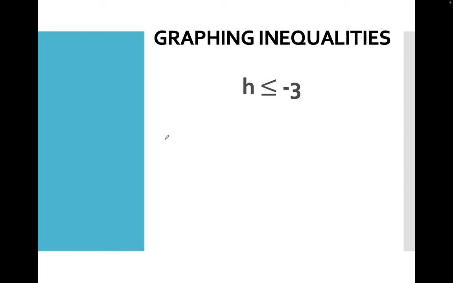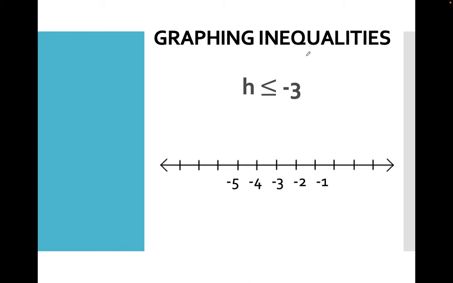Let's try another example. H is less than or equal to -3. So again, I take my reference point, which is -3, and I put that right in the middle. And then I'm going to put 1 or 2 numbers on either side. Be careful when you're numbering a negative number line. Make sure that you're numbering it in the correct order. Remember, negative numbers look higher as they go to the left as we get farther from 0.